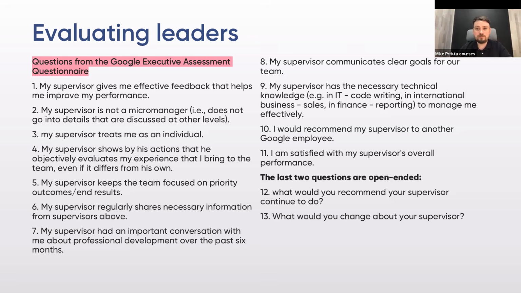I'm often asked how to evaluate managers or how to get managers to meet with employees, how to explain to managers what needs to be done. This is what I recommend. Start with a simple evaluation where employees rate their managers.